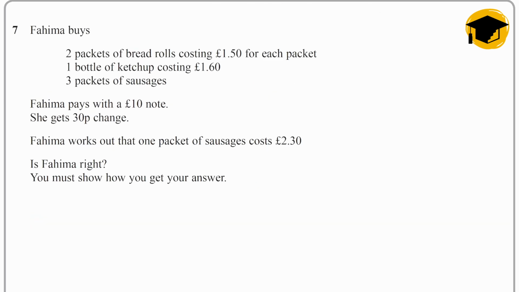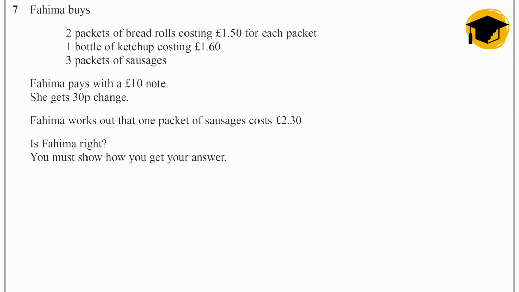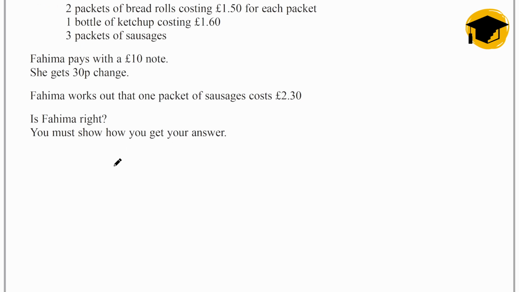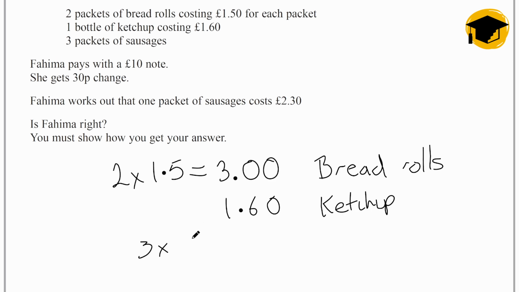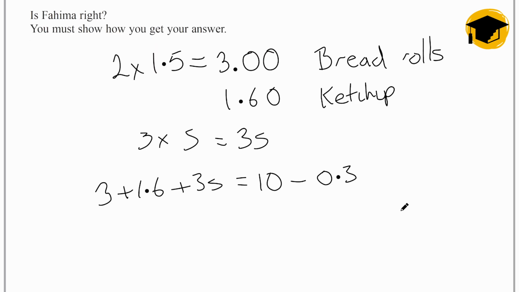Fahima buys 2 packets of bread rolls costing £1.30 for each packet. What I'd suggest is start doing some calculations as you read the question. So let's call sausages S for now. 3 times S is 3S, and we'll leave it as that for now. Fahima pays with a £10 note. She gets 30p change. Add all of that up. So £3 plus £1.60 plus 3S gives us £10, because that's what we're paying with, minus 30p change. So let's add all of this up.